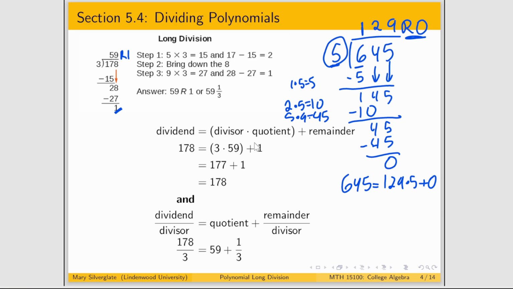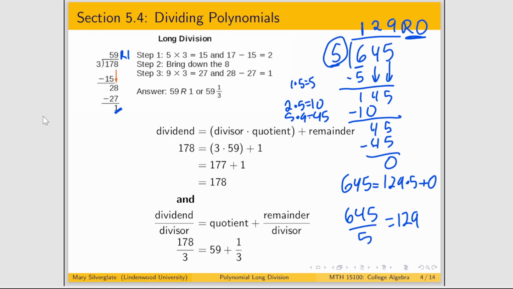So there are multiple ways I could rearrange these to talk about it. I could also say that 178 divided by 3 is equal to 59 plus 1/3, or that 645 divided by 5 is equal to exactly 129. There's more than one way I can rearrange this relationship between my dividend, my divisor, and my quotient. My dividend is the thing I'm dividing, my divisor is the thing I'm dividing by, the quotient is the answer, and the remainder is whatever is still left over. And you might be like, why are you telling me this? This is not the focus of this class.